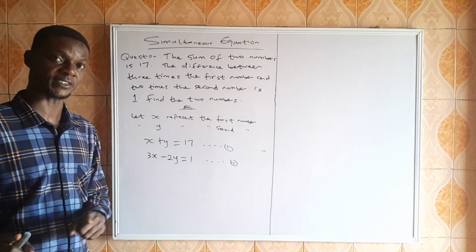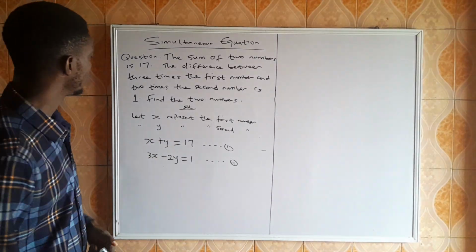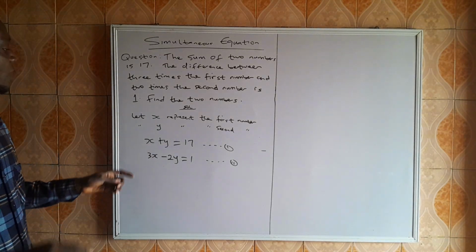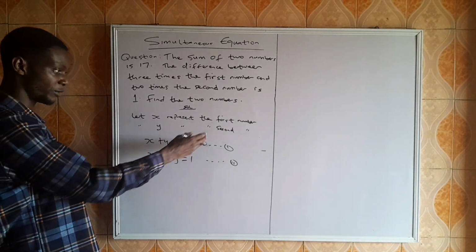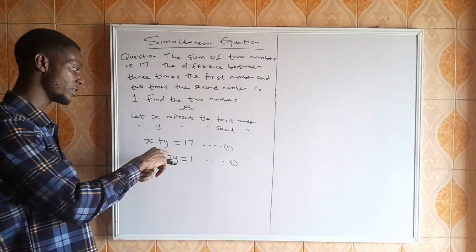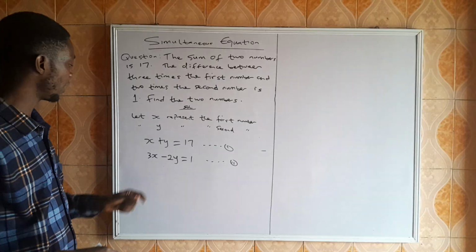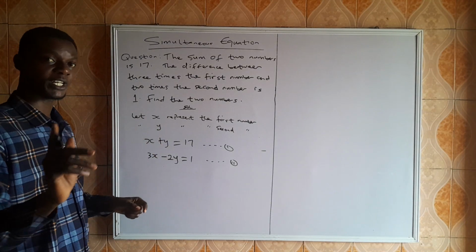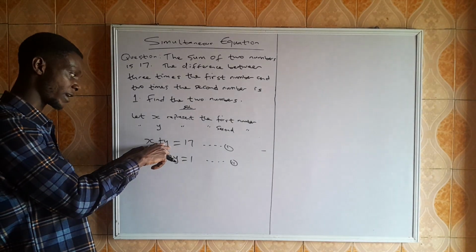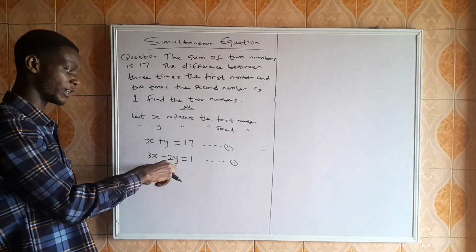We want to find the value of S and the value of Y. From here, we are going to use the elimination method, where we eliminate S from the two equations, or eliminate Y. Let's just eliminate Y. To eliminate Y, you need to make the Y value in equation 1 and equation 2 the same.